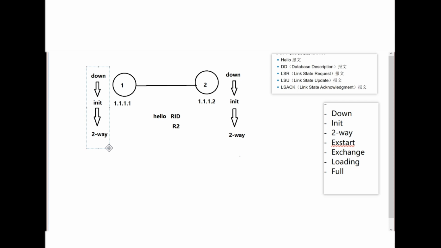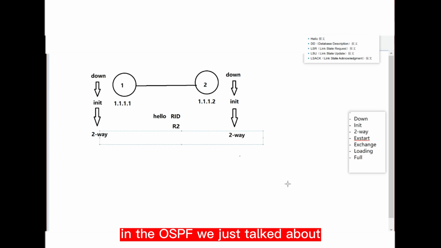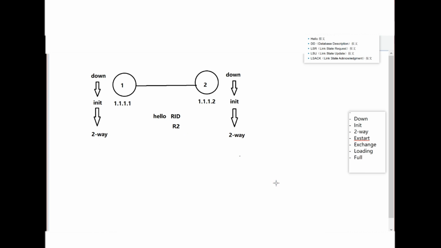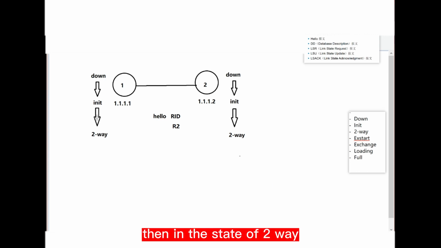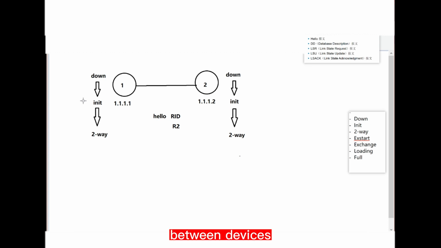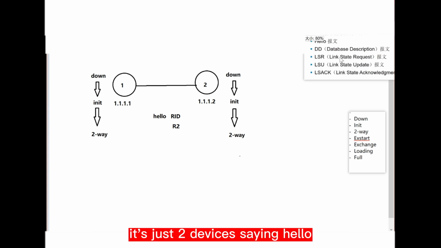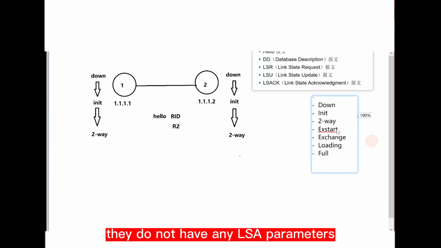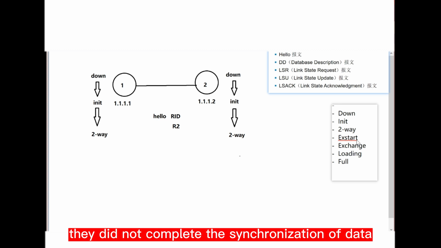In the two-way state, in fact, a neighbor relationship has been established here. In the OSPF we just talked about, the purpose is to exchange the corresponding link state information. But in the two-way state, there is actually no state information exchanged between devices. In fact, there is no expression of any information. It's just two devices saying hello. They do not have any LSA parameters. They did not complete the synchronization of data.